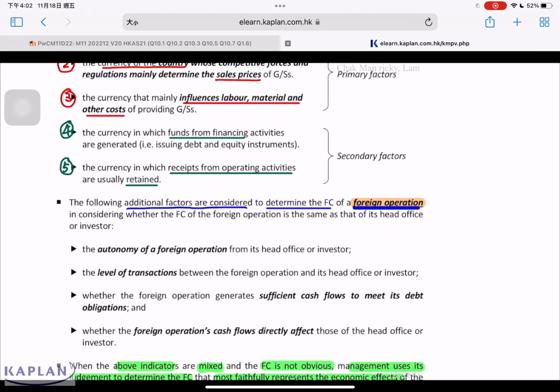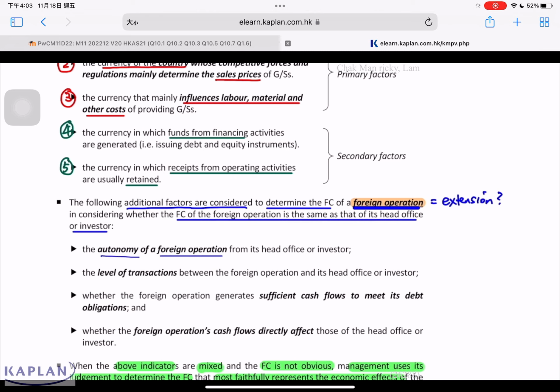For example, the entity has a parent company overseas, or the entity has a head office overseas. It's considered a foreign operation. If it's a foreign operation, what is the functional currency of this foreign operation? Should the functional currency of the foreign operation be the same as the head office or the parent or investor? We have to consider these additional factors to consider whether the foreign operation is an extension of the parent or the head office. Is that an extension?